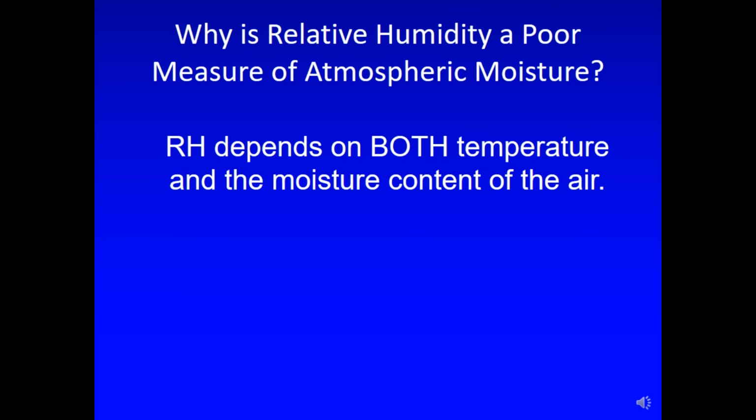So why is relative humidity a poor measure of atmospheric moisture? Because it depends on both temperature and the moisture content of the air. Unlike the dew point temperature, which only depends upon the amount of water vapor that is in the air. That's why we often like to use other moisture variables, such as mixing ratio or the absolute humidity or the dew point temperature, to actually characterize the amount of moisture that is in the air.